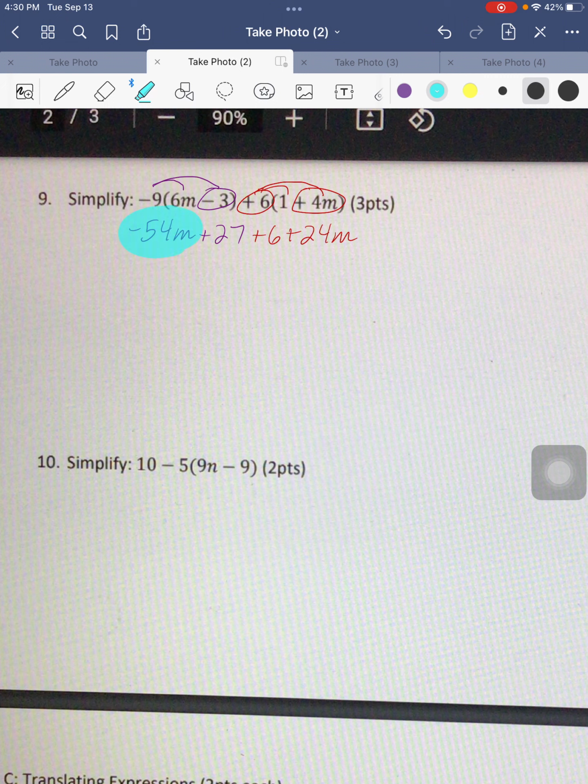Gather our like terms. We have negative 54m plus 24m is a negative 30m. We have 27 plus 6. Those are your constants, and that's 33. And there's your answer.